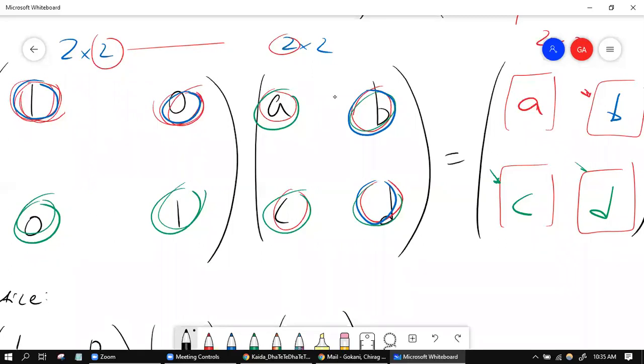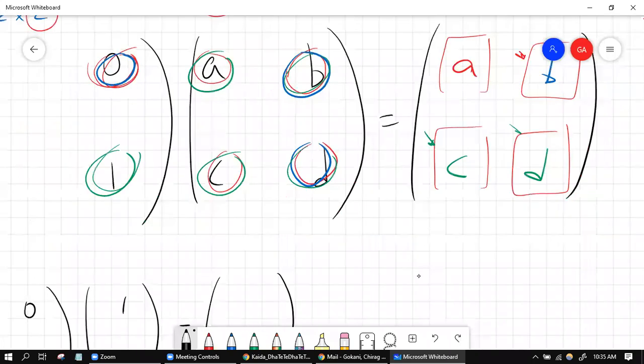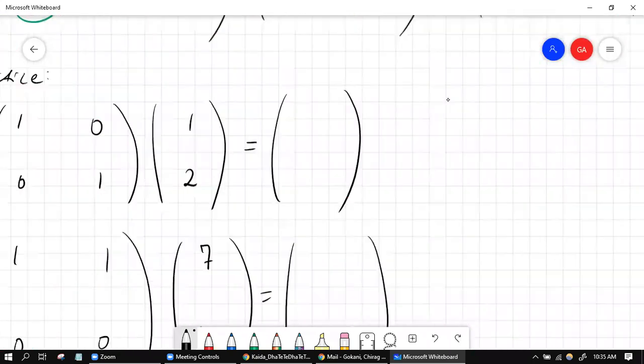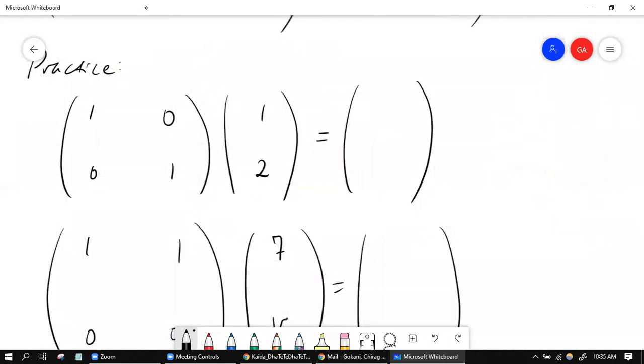I know it seems really ad hoc and kind of random at this point, but let's do some practice. So the first one, how would we do this? This is 2 by 2, this is 2 by 1. First of all, let's ask the big questions. Can it be done? Yes, because these numbers are the same. What is the dimension of the solution? 2 by 1.